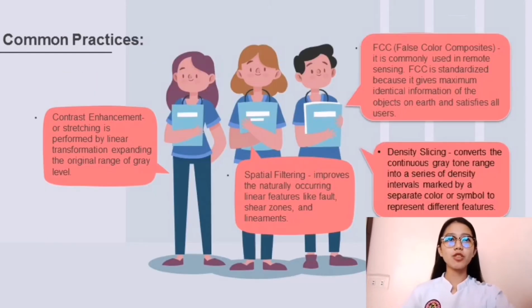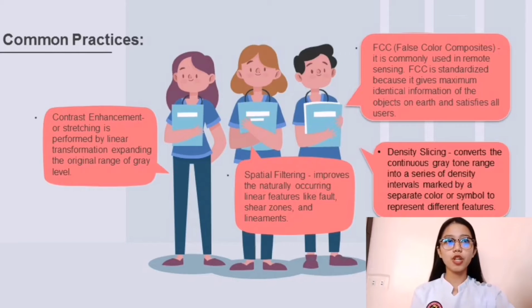Contrast enhancement or stretching is performed by linear transformation expanding the original range of gray level. Spatial filtering improves the naturally occurring linear features like fault, shear zones, and lineaments. Density slicing converts the continuous gray tone range into a series of density intervals marked by a separate color or symbol to represent different features.